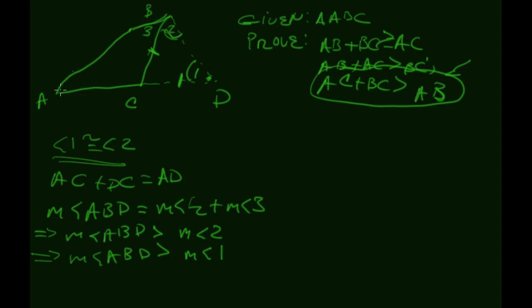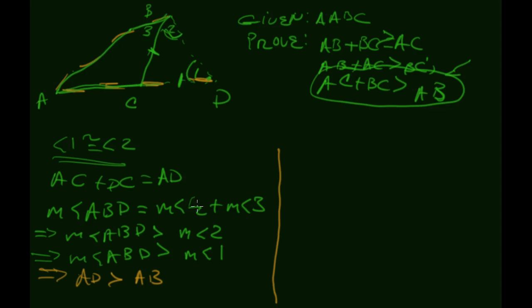So this means that AD, so this guy down here, AD, has to be bigger than AB. Why is that? Sorry, ABD is here, right? That's got to be bigger than angle 1 is here. So this is telling me that the segment AD has to be bigger than the segment AB. And that's from the converse theorem that we just proved moments ago.